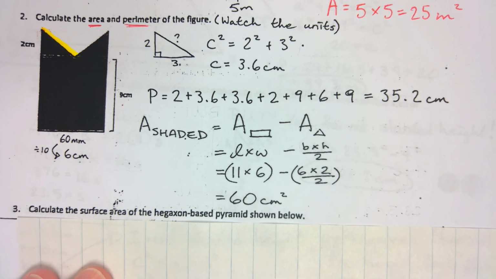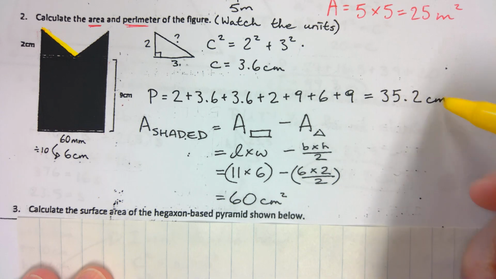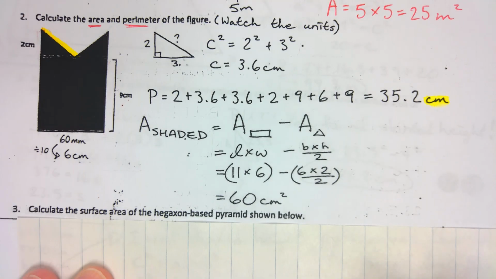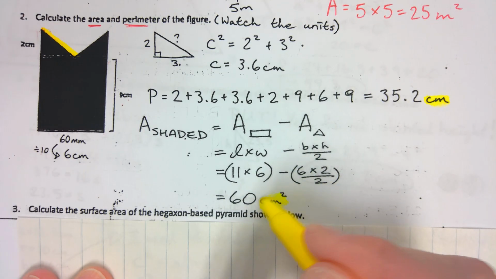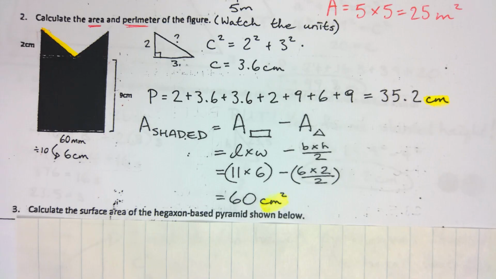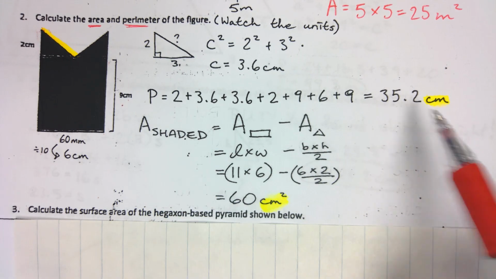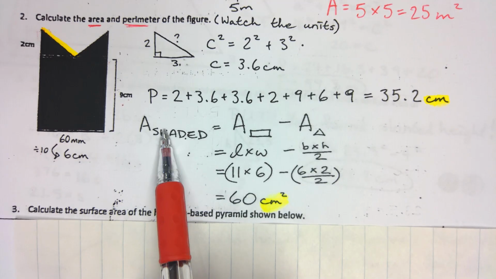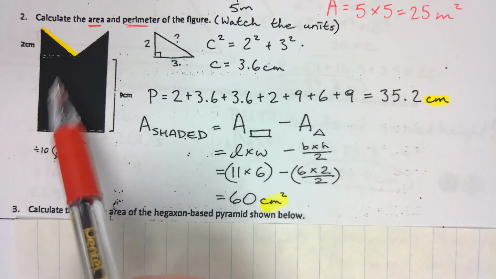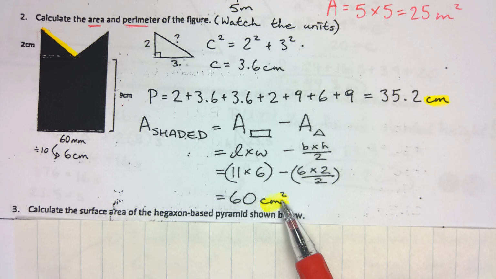The other pointer I want to point out: perimeter is centimeters, area is centimeters squared. If you get the units wrong on the test, am I taking marks off? How much? 0.5 each time. So make sure you don't lose silly marks like this. Perimeter is a length, so it's centimeters. Area is the shaded part, the inside, so it's centimeters squared.